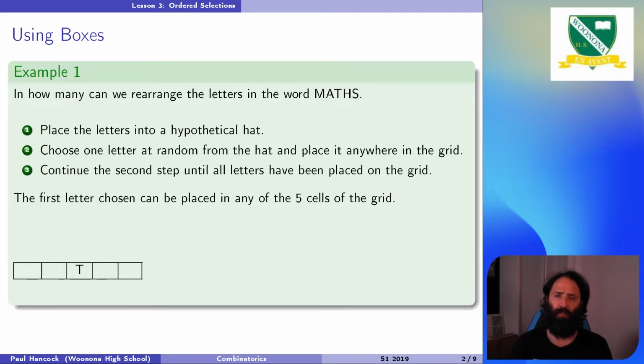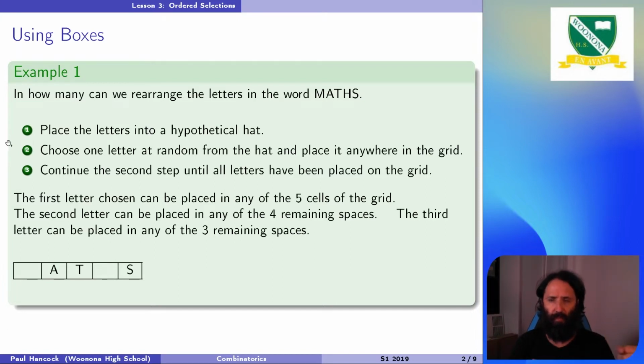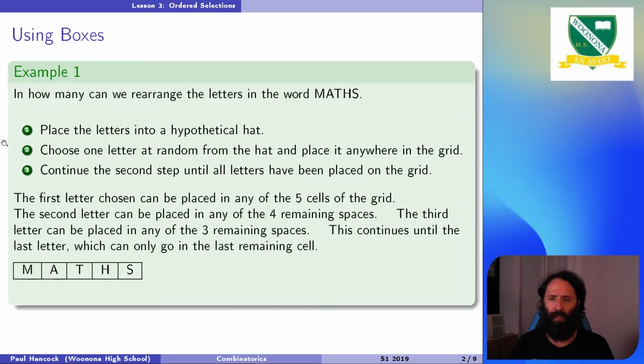So here you can see the first letter I pulled out of the bag. I've shaken the bag, pulled the letter out, it was the letter T, and I've decided to put it on the 3rd spot on the grid. There's only 4 spots on the grid left now for me to put the 4 remaining letters. And the second letter is A, and I've decided to put it in the 2nd spot. Then I've shaken the bag again, I've pulled out the letter S, and I've put it in the last spot. Same with H and M, until I've got no spots remaining in the grid. I've now chosen all 5 letters.